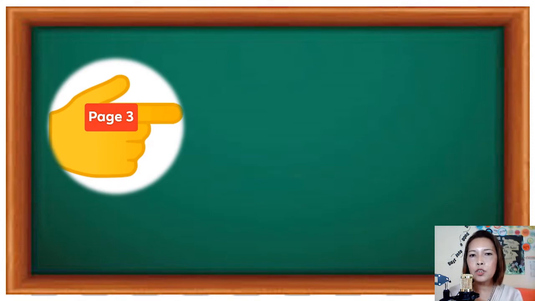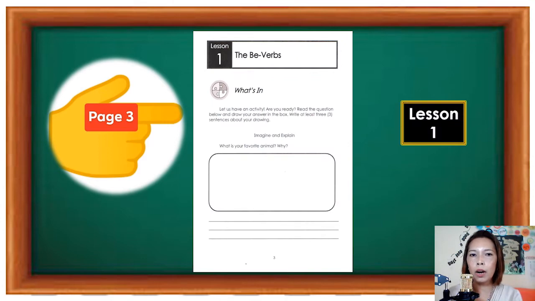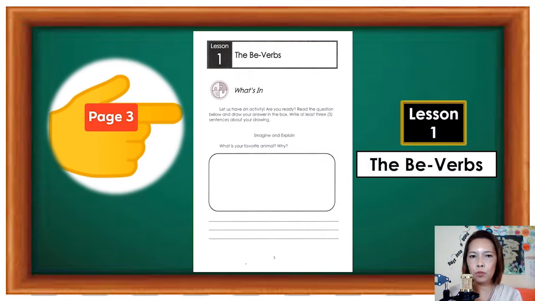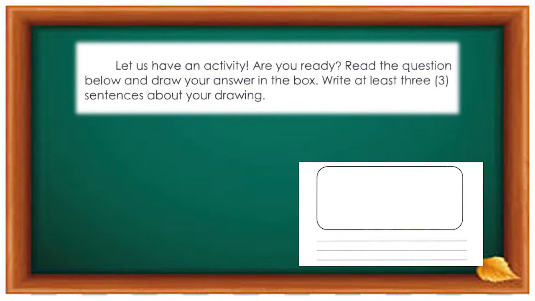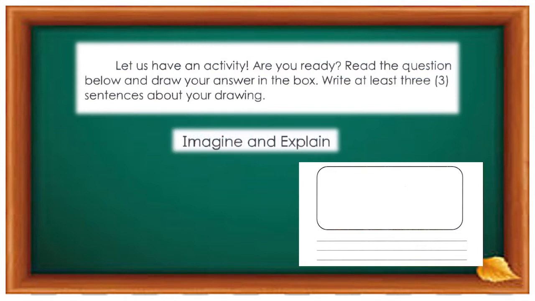This time, let's proceed to page 3 of your module. Lesson 1, the be verbs. What's in? Let us have an activity. Are you ready? Read the question below and draw your answer in the box. Write at least 3 sentences about your drawing. The title of the activity is Imagine and Explain.